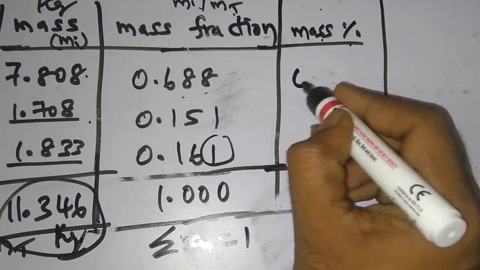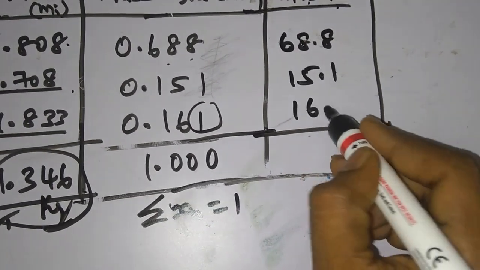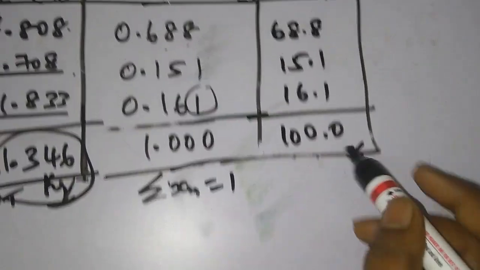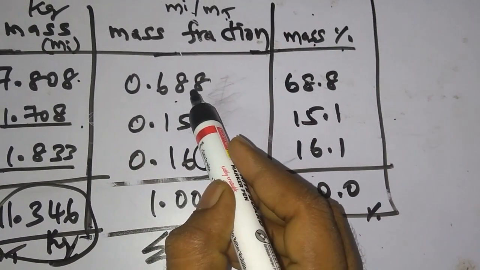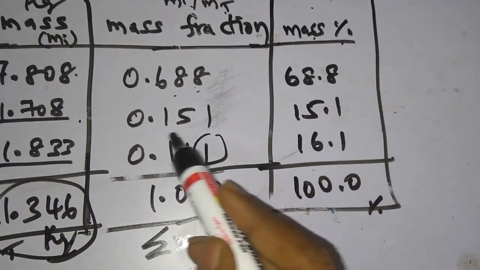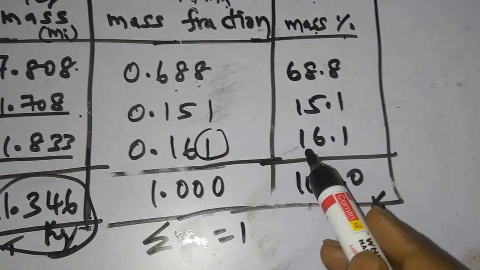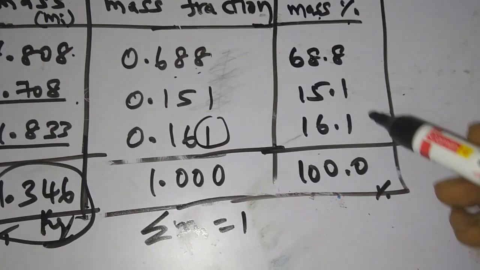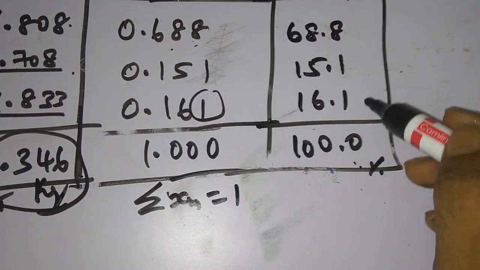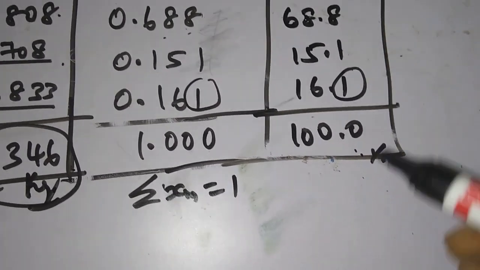So what you will get is 68.8%, 15.1%, 16.1%, total will be 100. Okay, the total percentage should be 100. So we get mass percentage is mass fraction into 100: 0.688 multiplied by 100, 68.8; 0.151 multiplied by 100, 15.1; 0.161 multiplied by 100, 16.1. If the total is not 100, that means we made some mistake, but there are minor changes to be done. You can always do it in the last value or any value nearby.